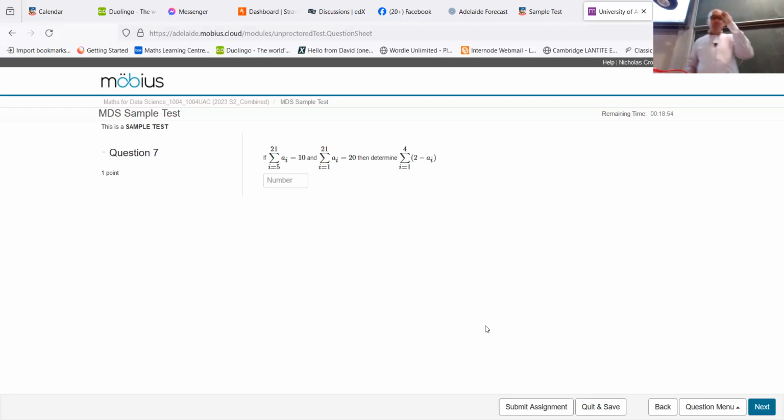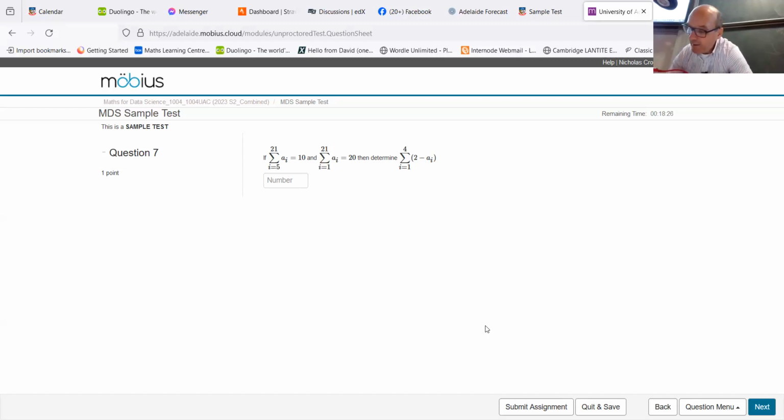You will notice these sums say from i equals 5 to 21 or i equals 1 to 21. So I'm going to write these things down before I get too far, and then I'll show you what I'm going to do. Summation from i equals 5 to 21 of a_i is equal to 10, and summation from i equals 1 to 21 of a_i is equal to 20.